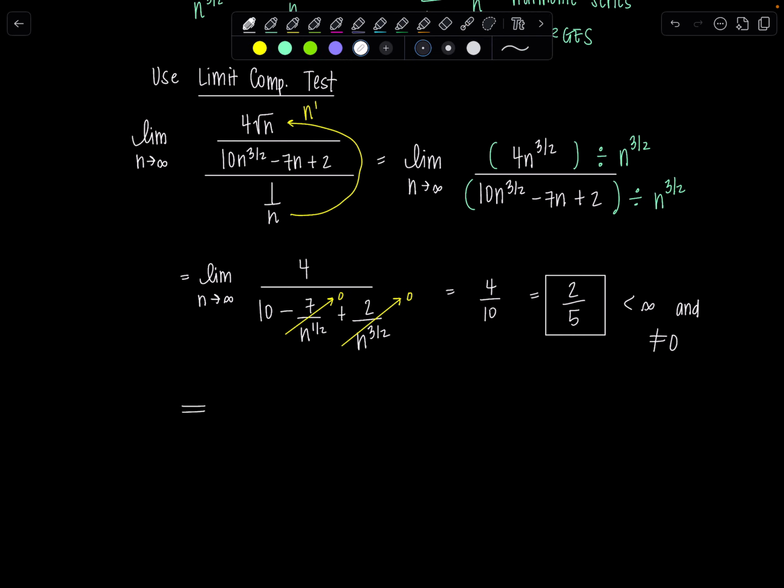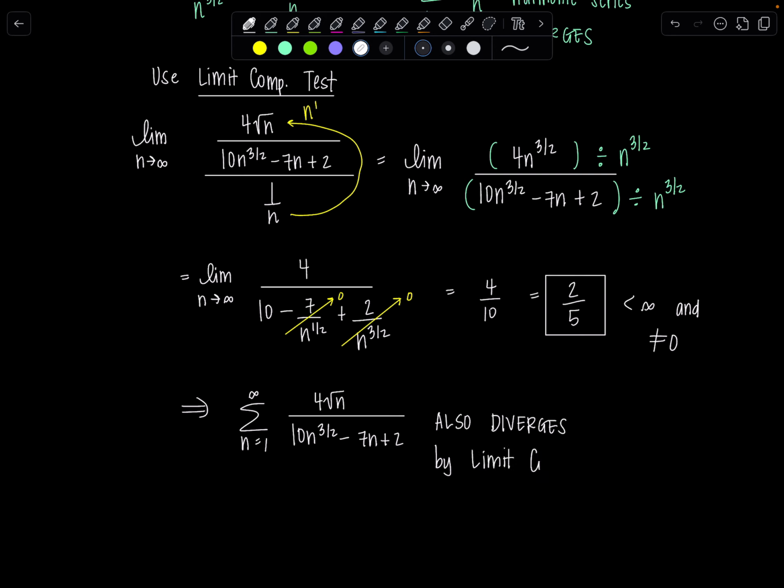We have to summarize now. So this tells me that the sum, n equals 1 to infinity, of 4 rad n over 10n to the 3/2 minus 7n plus 2 also diverges. And then we'll just state again what test we used: by the limit comparison test. I let my students abbreviate LCT, but you do what makes your professor happy, okay?